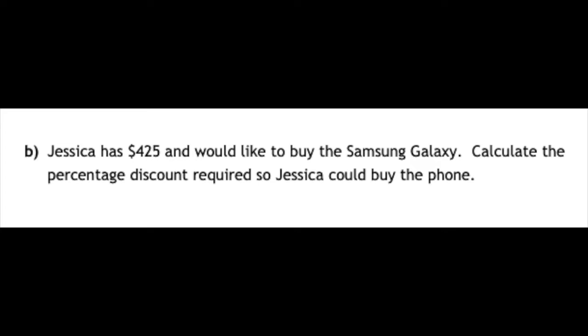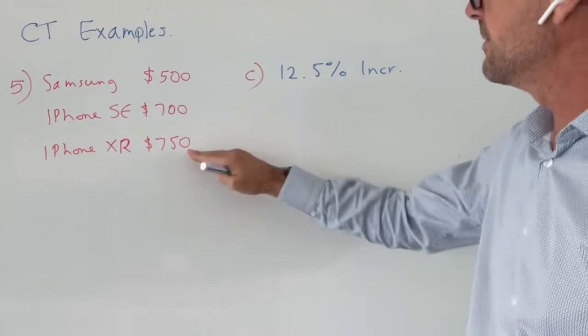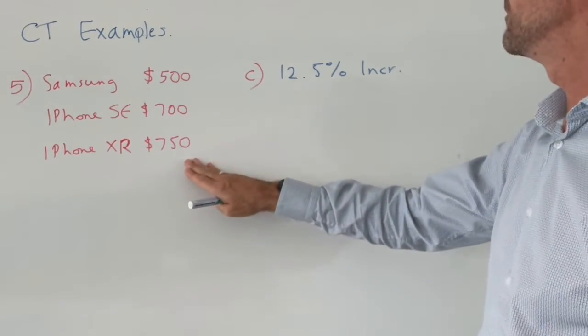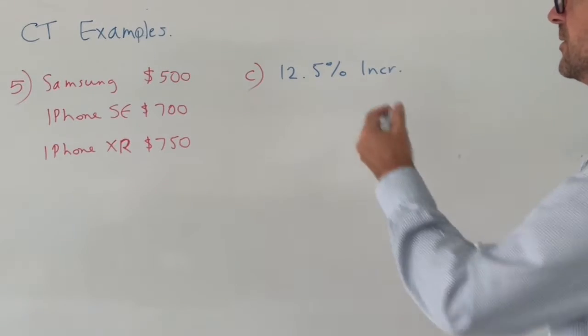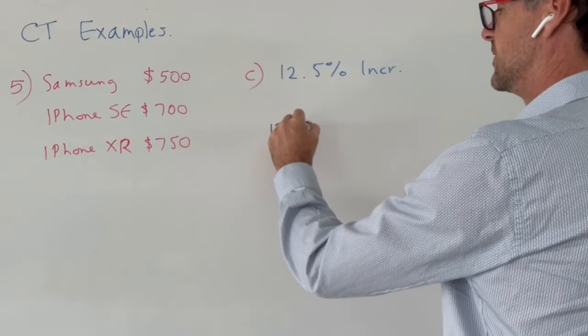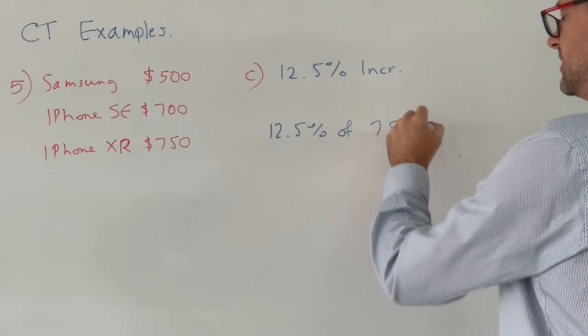C says there's going to be a 12.5% increase on the iPhone XR, which is this one here. So they want to find out, calculate the price of that price rise, in other words, how much is adding on to that $750. A couple of ways of working this out. So you can do 12.5% of $750.